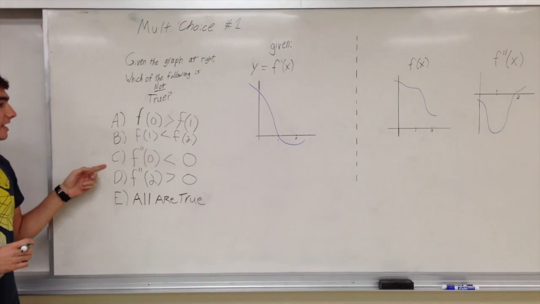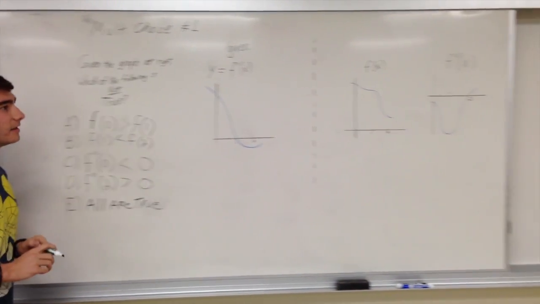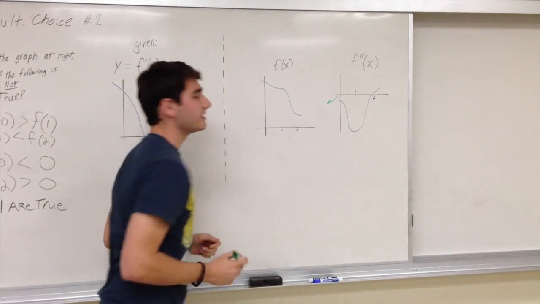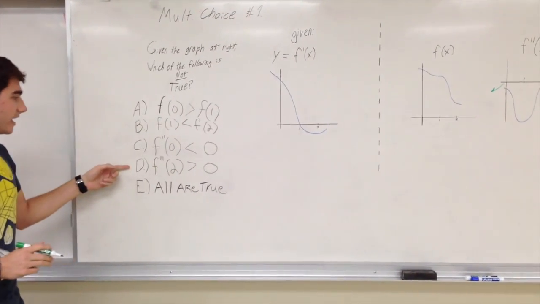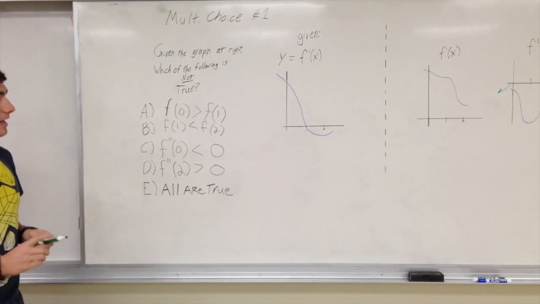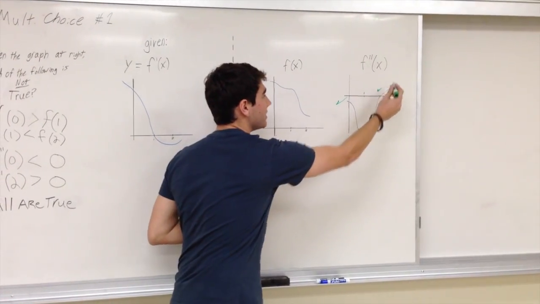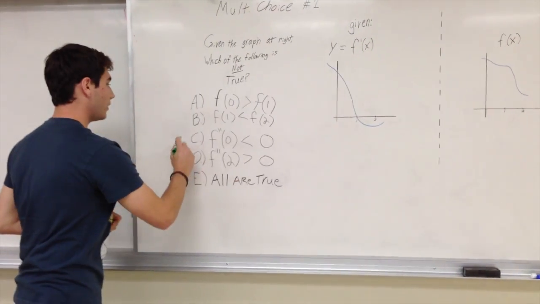For f double prime of x at 0, it is less than 0. Here we can take a look at f double prime of x at 0, and it is indeed less than 0. The second choice we're going to want to look at is f double prime at 2 is greater than 0. So here, f double prime at 2 is indeed greater than 0. So these two are both true.